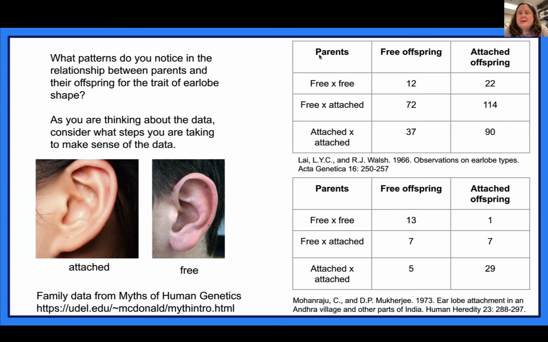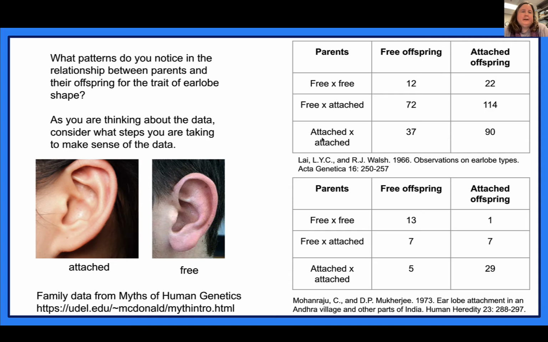Over on the right-hand side of the screen, you'll see some charts that have some information about the phenotypes of parents. Phenotypes are the physical characteristics. If both parents had free earlobes, you'll see that 12 of their children had free earlobes, and 22 of these groups of parents had 22 offspring. So this isn't one set of parents. This is looking at multiple parents and their kids combined in this chart, so it's not one family in particular. And you'll see the same for if the parents were free and attached, and attached and attached.